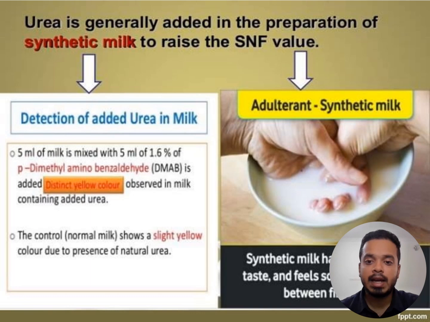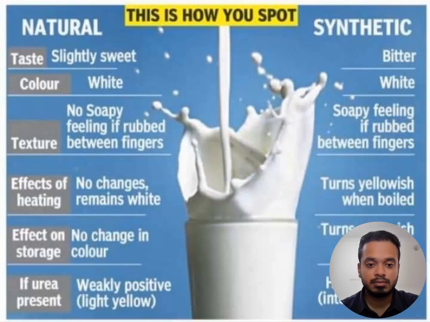So urea is generally added in the preparation of synthetic milk to raise the SNF value, that is solid non-fat value. So if we increase the SNF value, then the rich flavor of the milk will increase, but that is unhealthy. Adding urea is unhealthy.